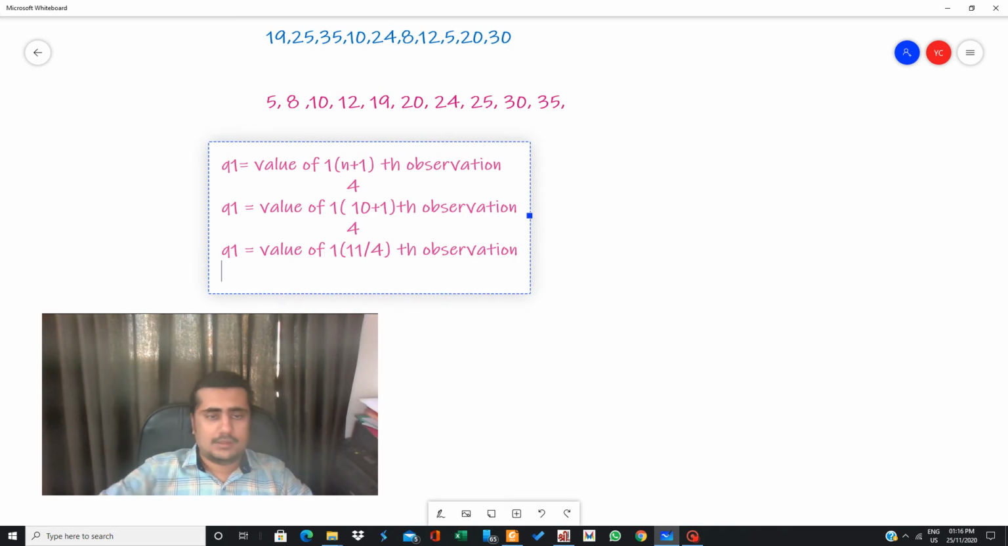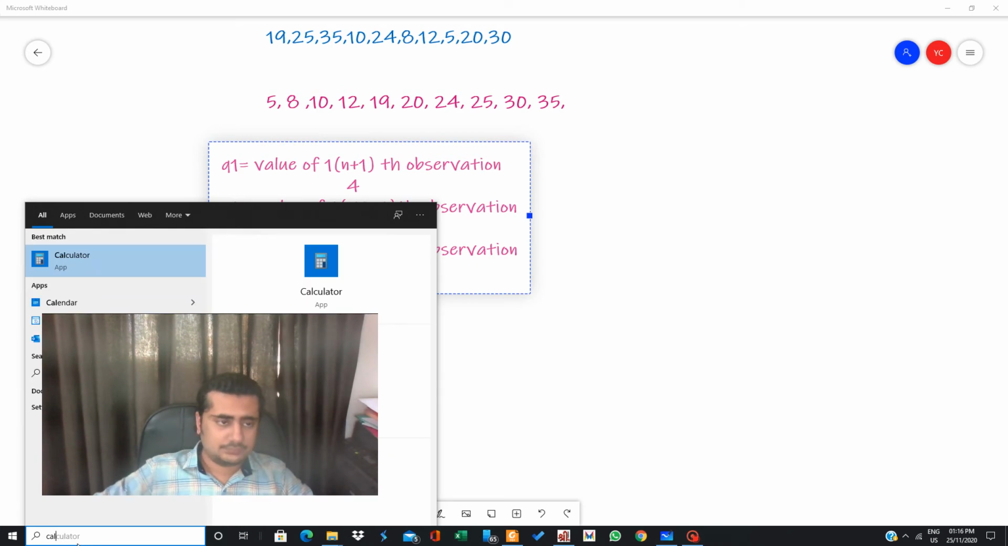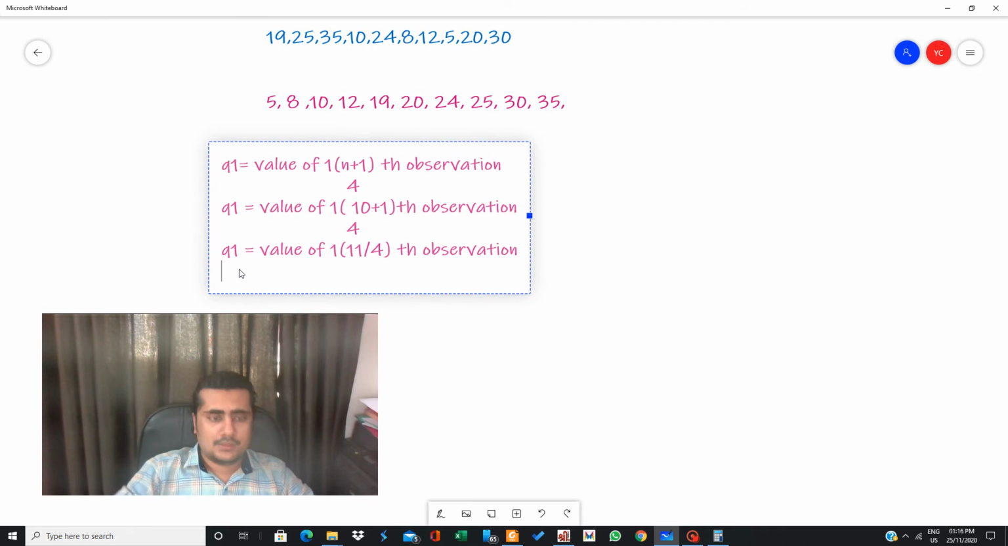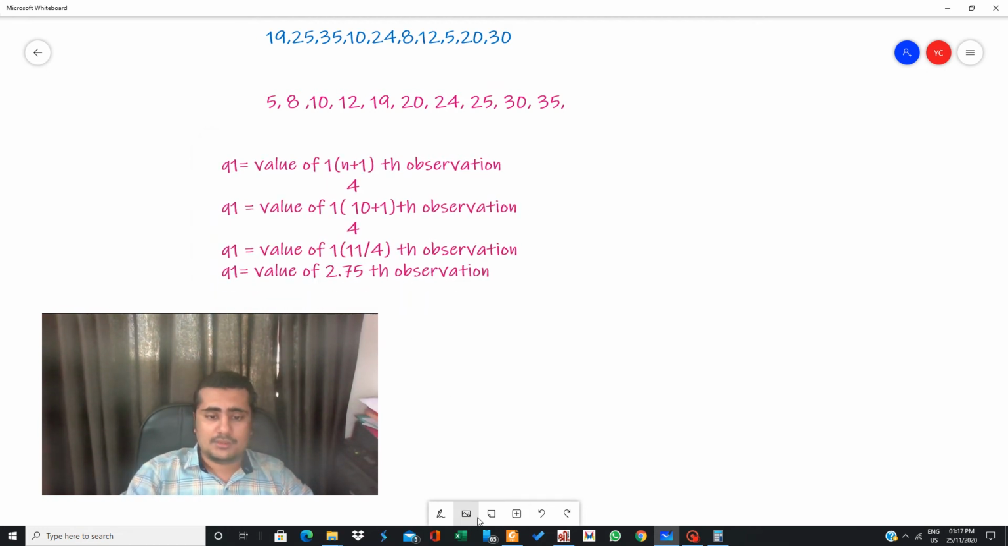Now, what is 11 by 4? It is 2.75. So I'll write Q1 is equal to value of 2.75 observation. I have told you that this 2.75 is not the answer at all. The sentence "2.75 observation" is the answer.